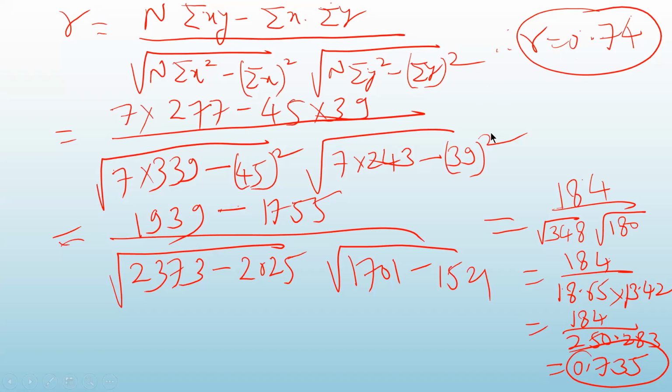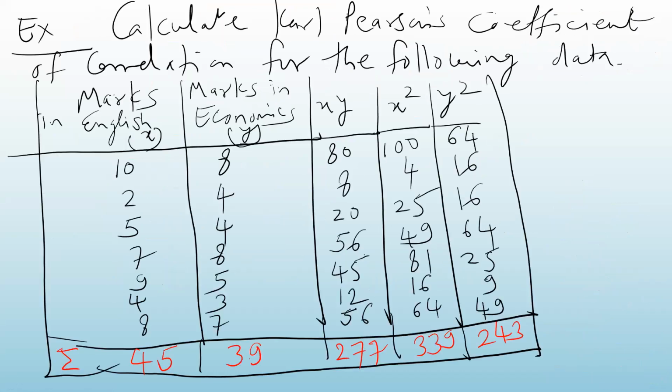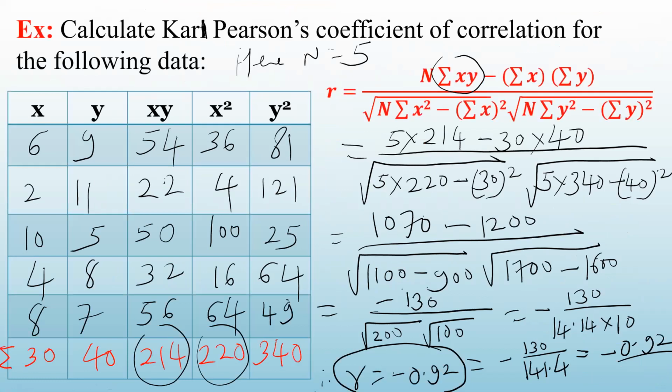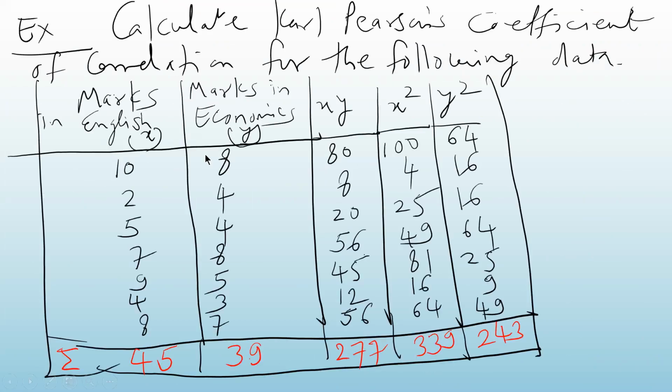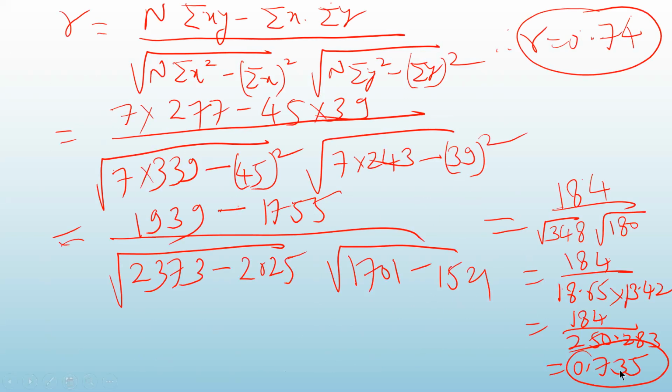So today we have solved 2 problems. In one of the problems, we got the value of R to be negative, 0.92. Here we got the value of R negative, so it was showing that there is a negative correlation. And in the next problem, where the marks in English and marks in economics were given, that shows a positive correlation, 0.735. Okay.